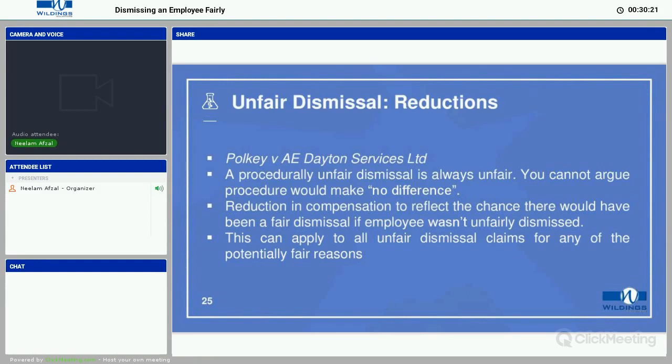Now, the employer will say to the tribunal, well, I've got a fair reason, and if I had followed that process of a fair investigation, then the employee would have been dismissed in any event. So what the tribunal found in this case, that it makes no difference. There would be a finding of unfair dismissal, but the compensation would be reduced to reflect the fact that the outcome would have been the same in any event. So Polkey is applied to all of the conduct reasons, all of the 5 reasons we talked about.